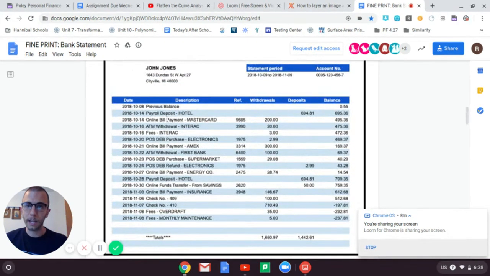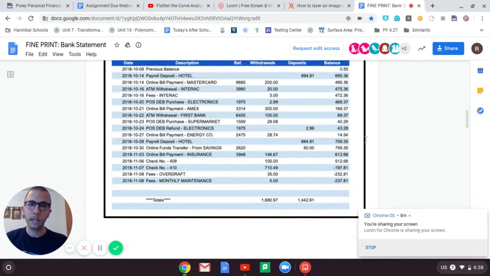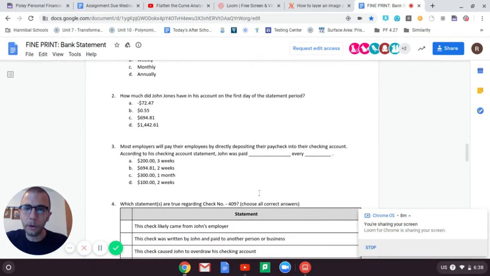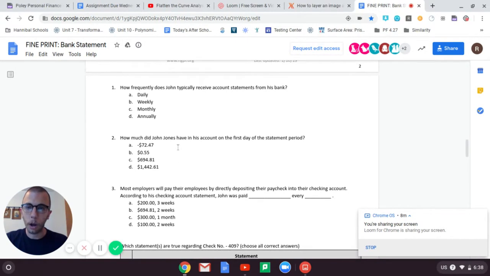So it's a good thing his first transaction there was a payroll deposit, right? Because this guy really needed that money. John Jones was hurting. But now, so the first day of the statement, he had 55 cents, choice B. Okay, number 3. Most employers will pay their employees by directly depositing their paycheck into their checking account. According to his checking account statement, John was paid blank every blank. So there's 2 things we have to fill in here. How much was he paid and how often?